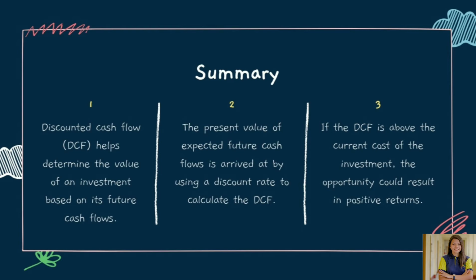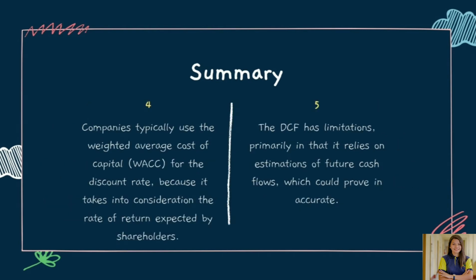Third, if the discounted cash flow is above the current cost of the investment, the opportunity could result in positive returns. Fourth, companies typically use the weighted average cost of capital for the discount rate because it takes into consideration the rate of return expected by shareholders. Lastly, the discounted cash flow has limitations, primarily in that it relies on estimation of future cash flows which could prove inaccurate.